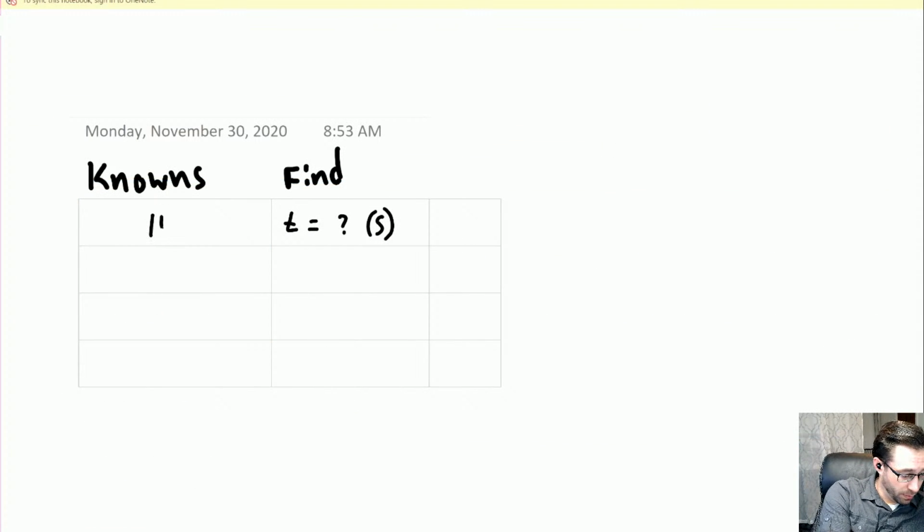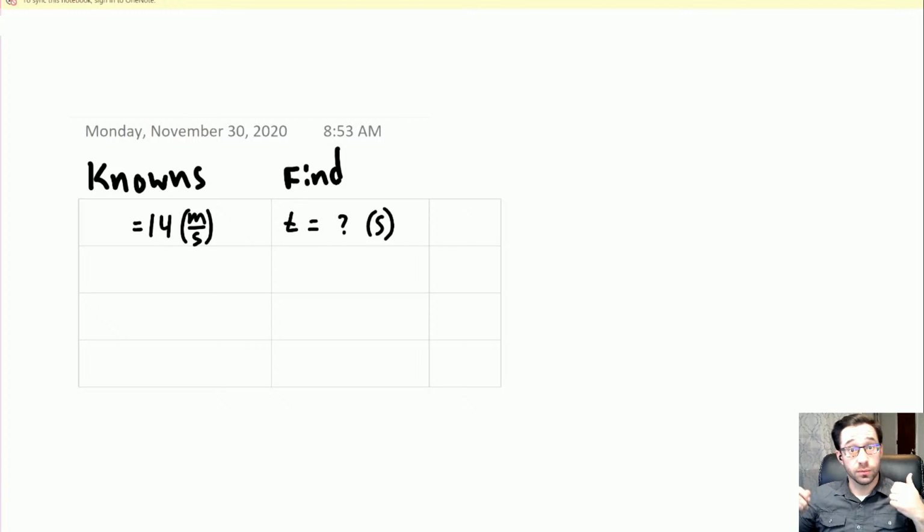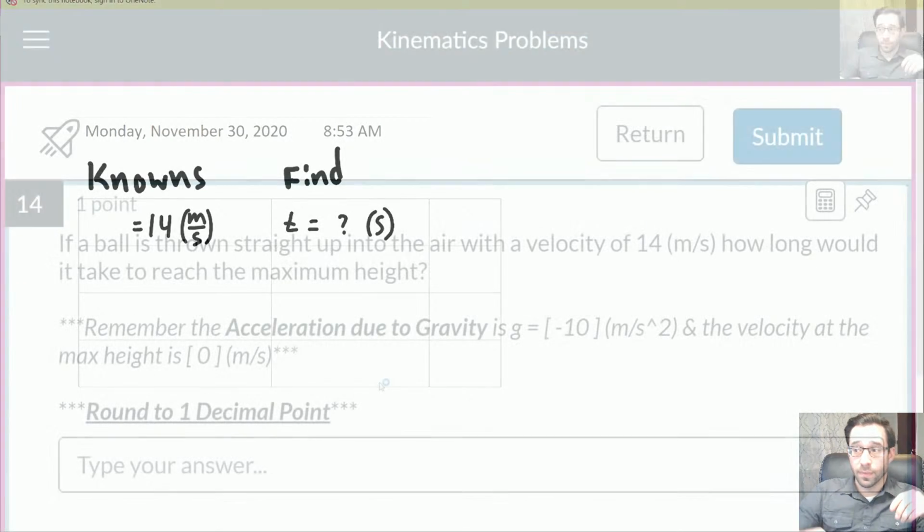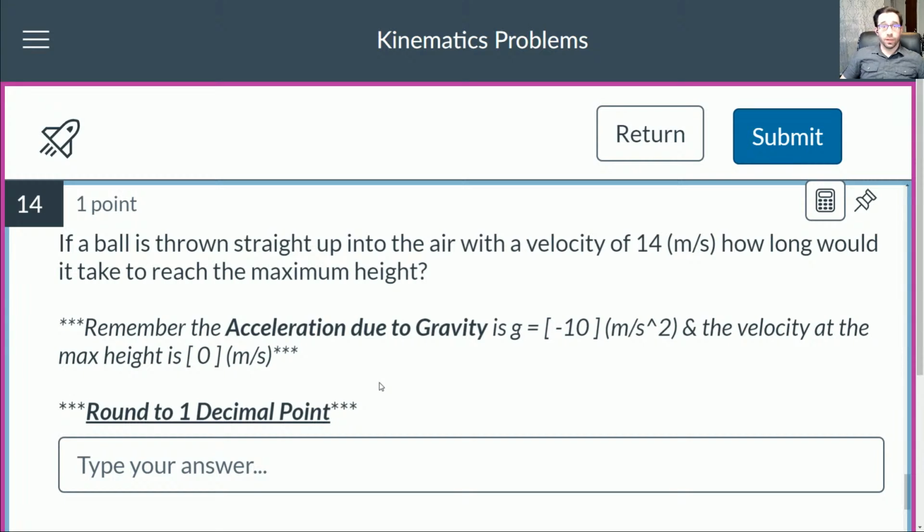so we have 14 meters per second, and then there's only two velocities that we have when we're dealing with kinematics. There's going to be the initial and the final. So in the problem, we're dealing with a ball that's being thrown into the air, and we're trying to figure out how long it takes to reach the maximum height.